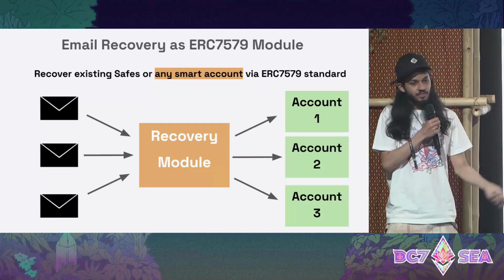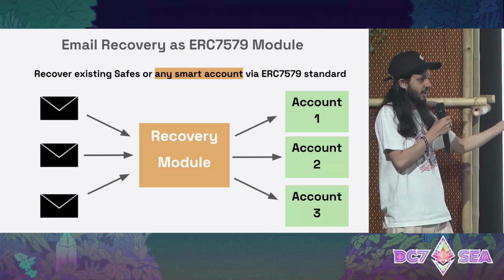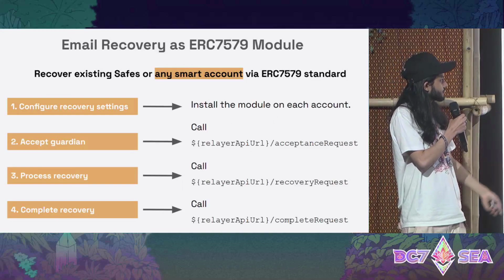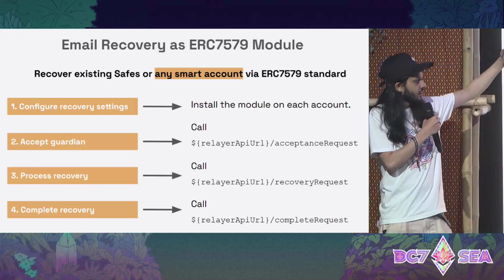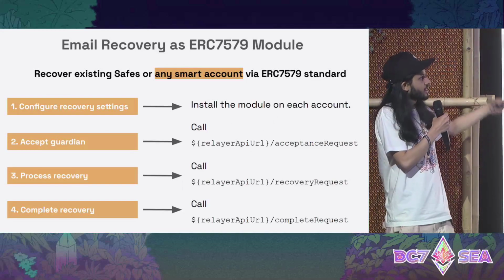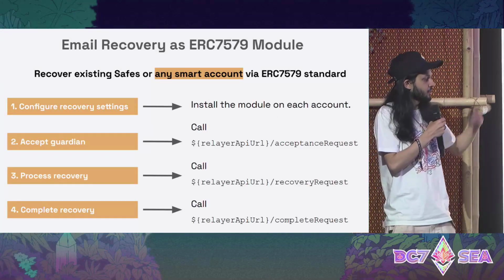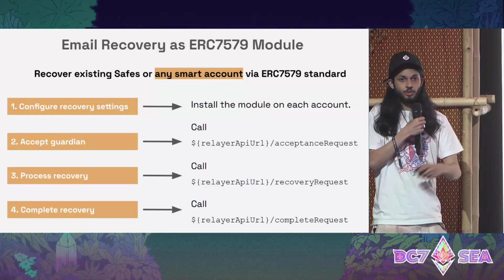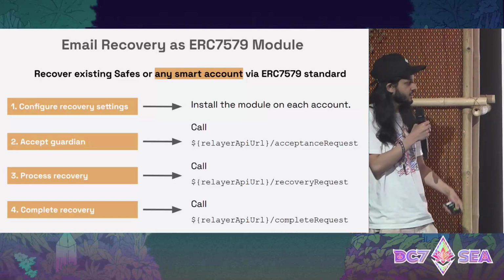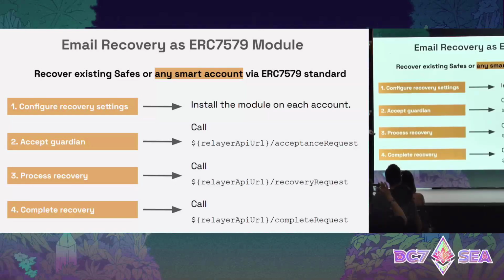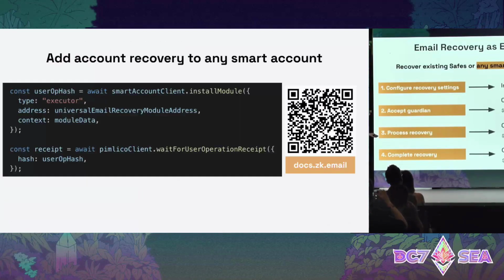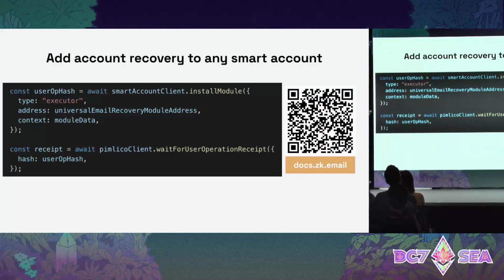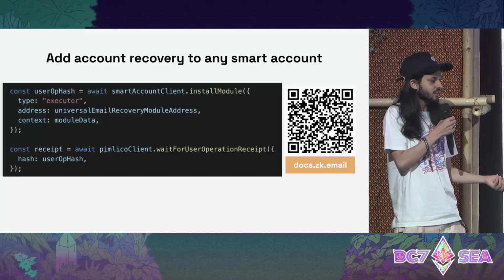And even if you're not 7579 compatible, it's still quite easy to add account recovery to your wallet. We have a set of very simple APIs that users can call. Again, you don't need to read all the details here, but to trigger each of these requests, you can simply hit each of those APIs, and your own wallet or your own application can trigger any of these kinds of transactions directly. And finally, installing it to any kind of wallet in a front end is also very easy.